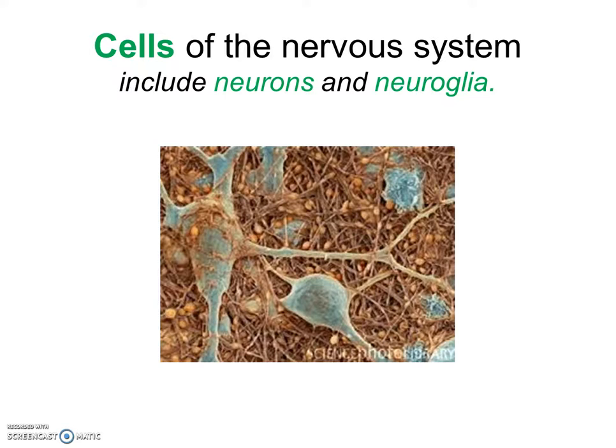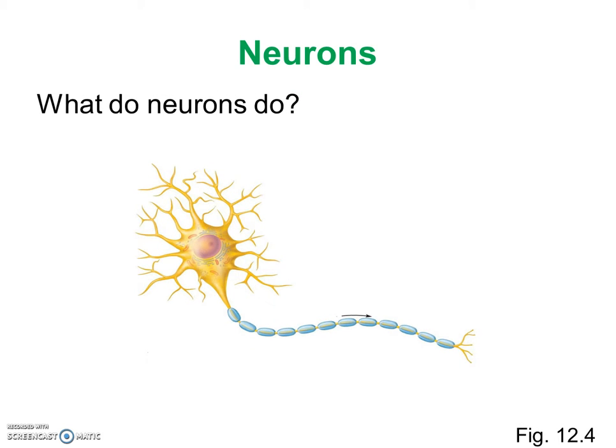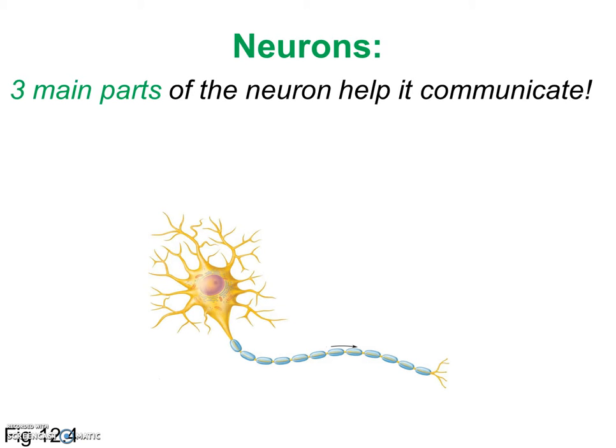There are two major cell types of the nervous system. Those include neurons and neuroglia. We're going to start off with neurons first. So what do neurons do exactly? Well, their role is to help communicate.